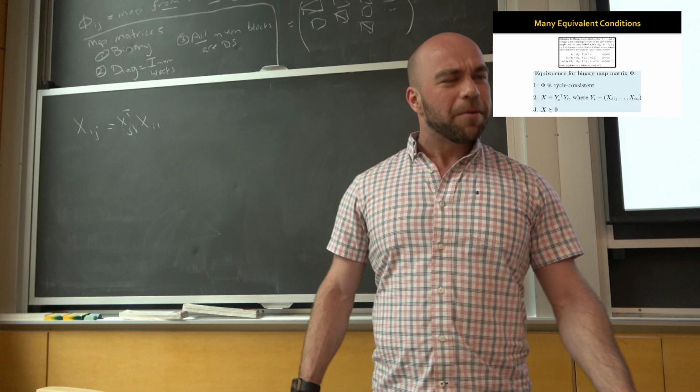Isn't this cool? This is a cool little lemma. In order to be cycle consistent, it's just enough to check positive definiteness. Notice this is different than your homework. In your homework, positive definiteness was like a relaxation.